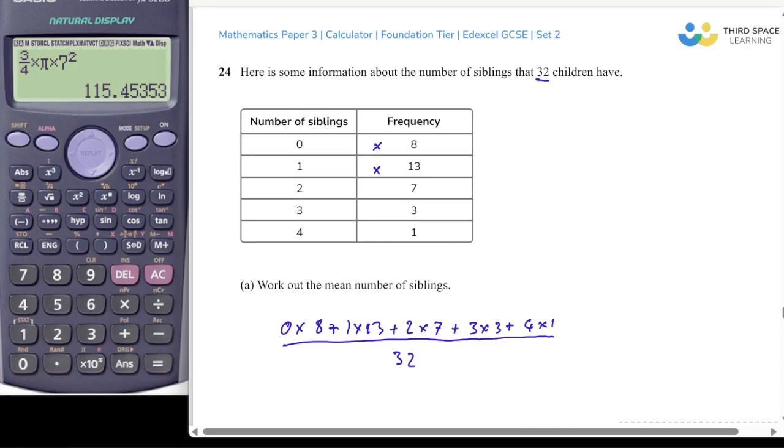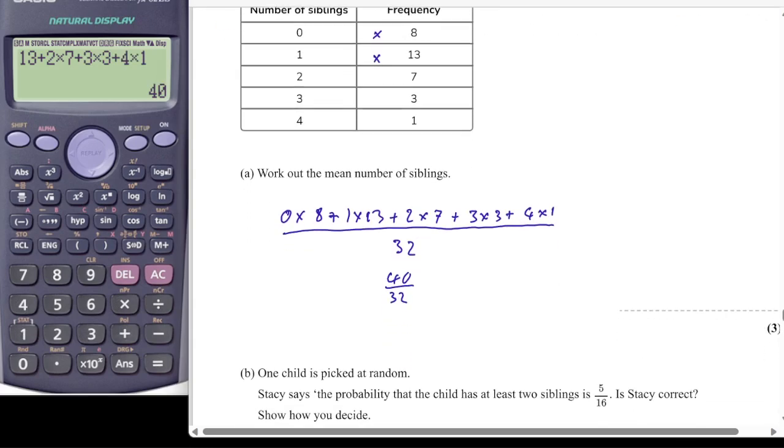Well, I don't need to type 0 times 8. I don't really need to type 1 times 13 because that will be 13. 2 times by 7. So 13 plus 2 times by 7 plus 3 times by 3 plus 4 times by 1. And that's going to give me 40. So 40 divided by 32. And that's going to give me 5 quarters or 1.25.